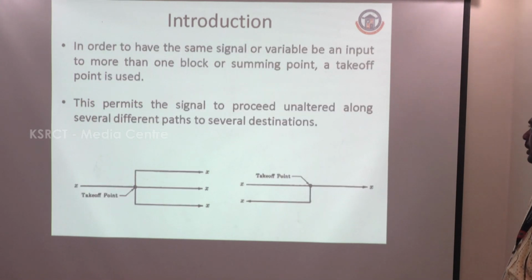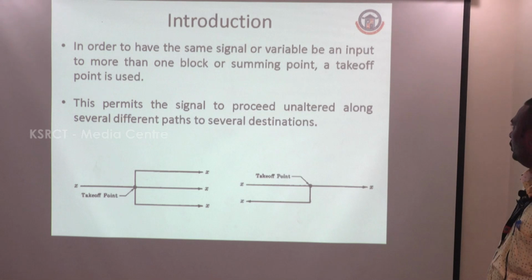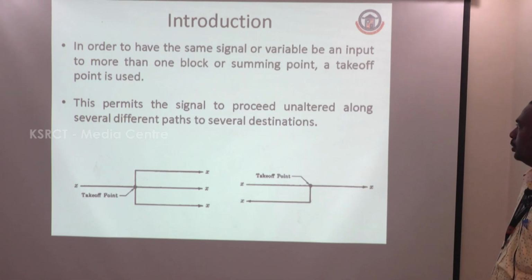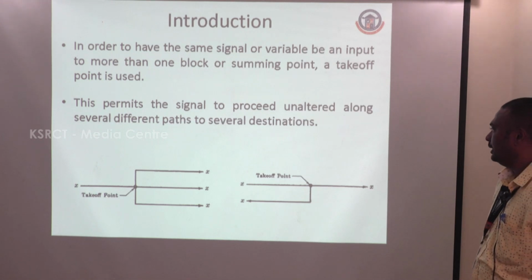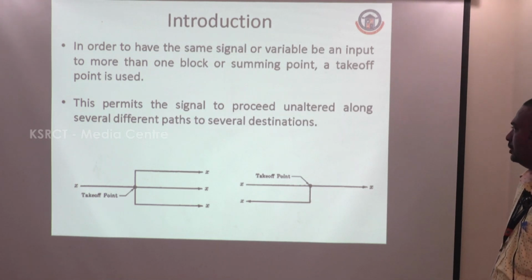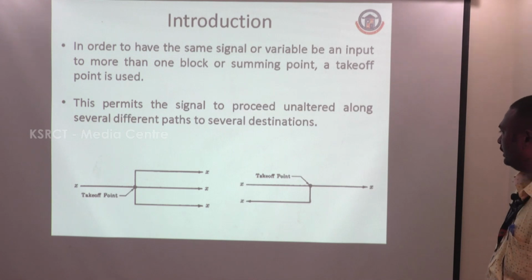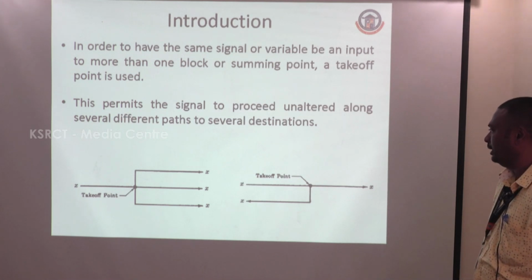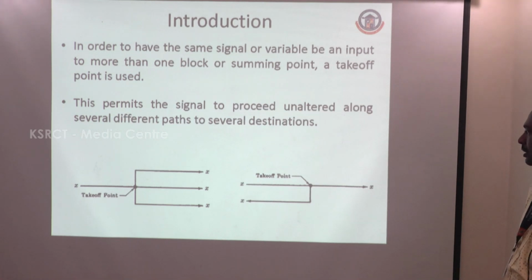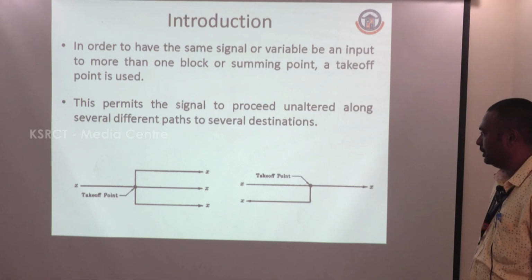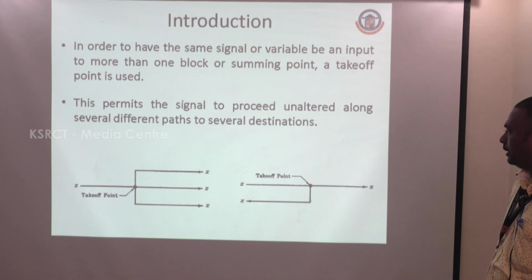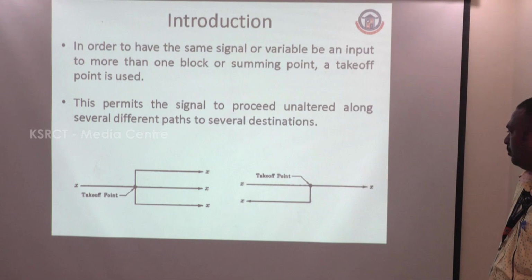Next, in order to have the same signal or variable be an input to more than one block or summing point, a takeoff point is used. This permits the signal to proceed along several different paths to several destinations. Here is the example for the takeoff point, where the dotted line is called a takeoff point. We are using a number of inputs, so we are using takeoff points.